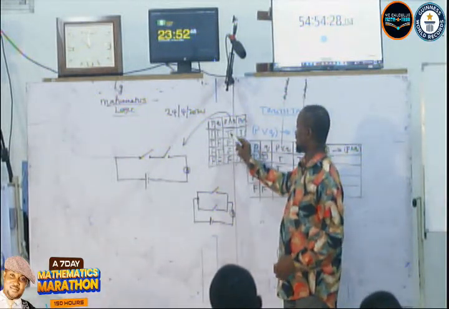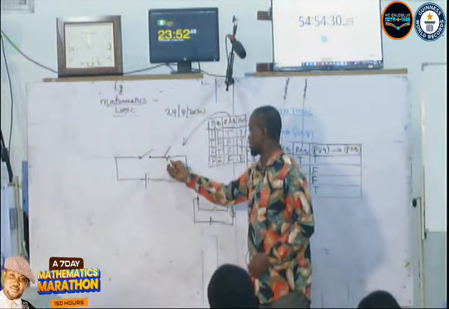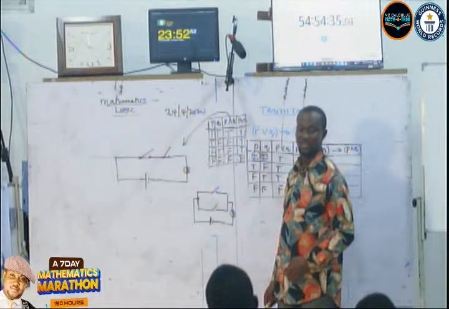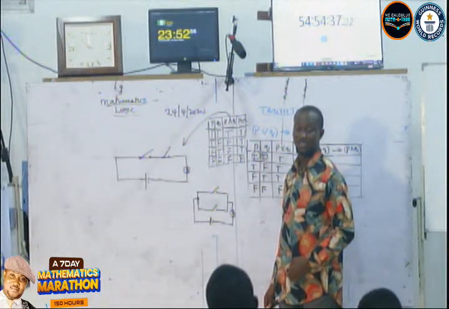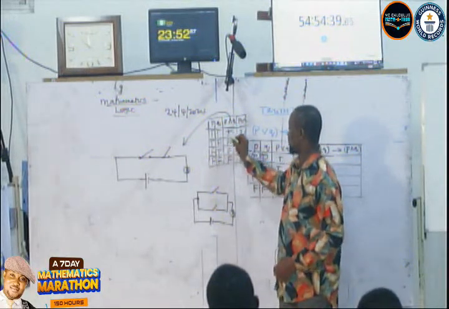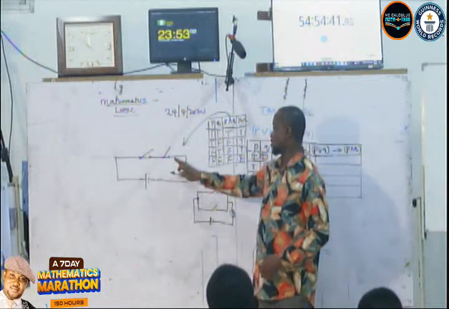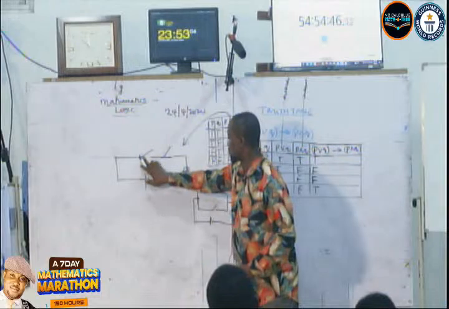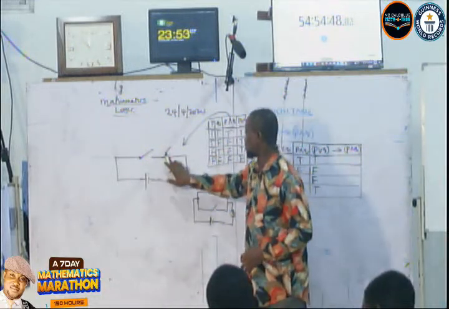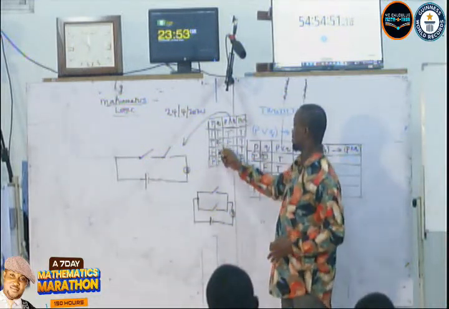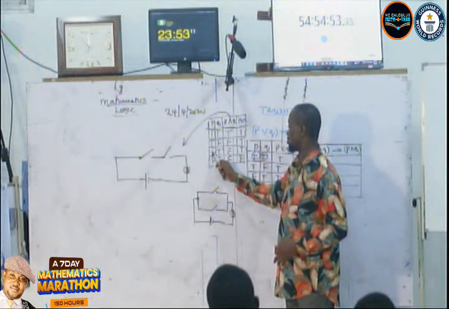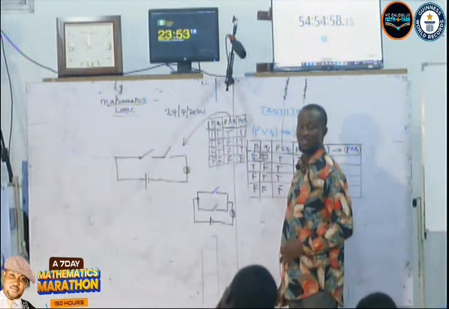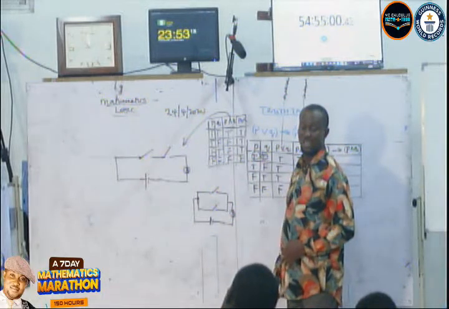The AND is that if this place is not joined and this place is not joined, there will be no lights. Is that clear? The two must agree before there is light. One cuts, no light. This one cuts, no light. The two cut, no light. Are you getting me? So that's the principle.